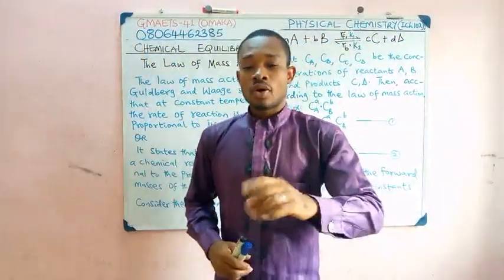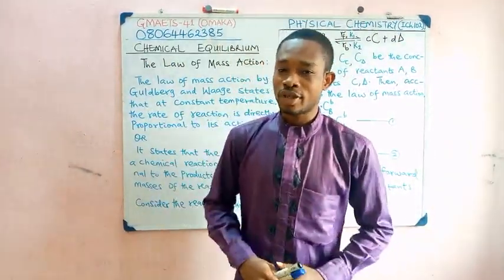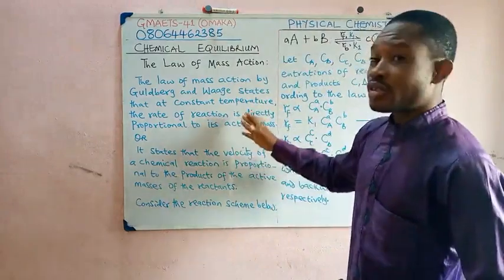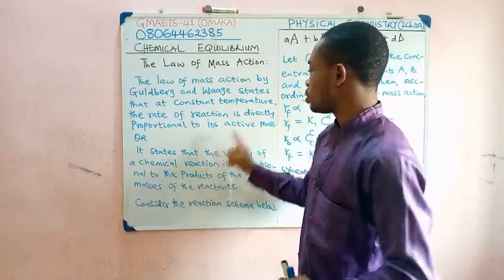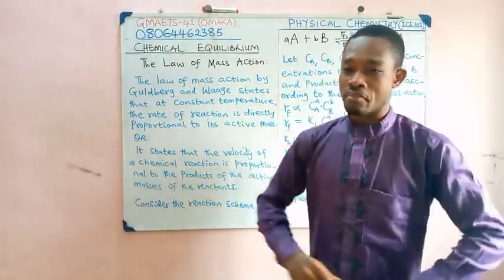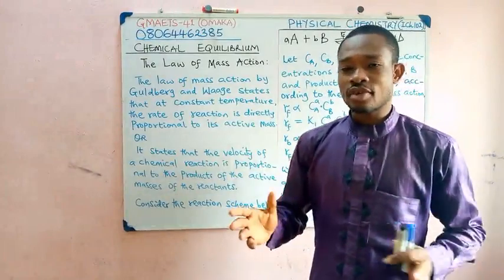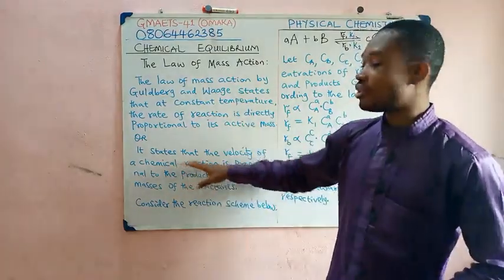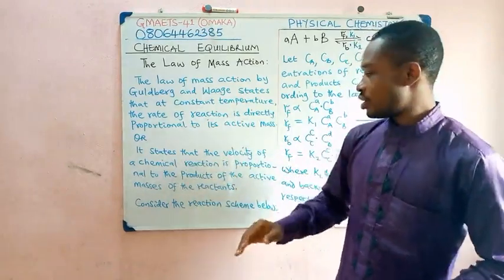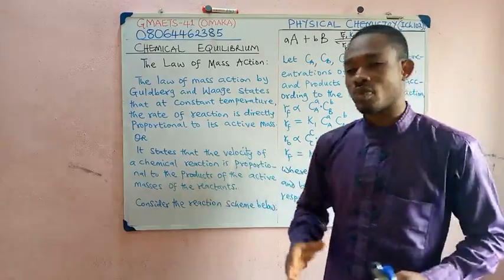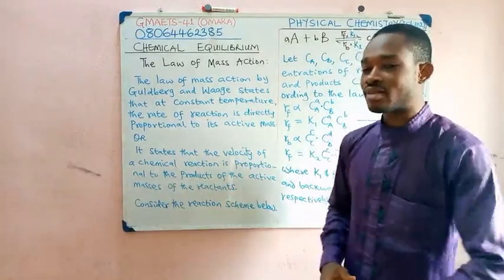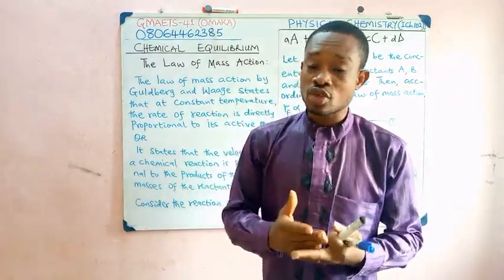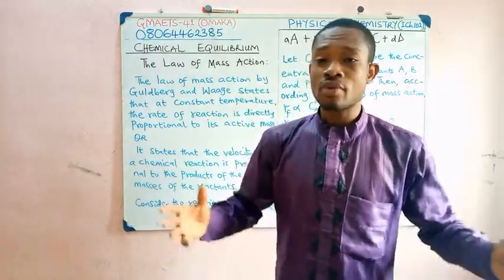We now want to look at the law of mass action stated by Goldberg and Waage in 1864. According to them, the law states that at constant temperature, the rate of reaction is directly proportional to its active masses. Now, the active mass here is in terms of concentration of the reacting substance. We can state this law in terms of the reaction velocity, where it states that the velocity of a chemical reaction is proportional to the product of the active masses of the reactants. You get that right? The rate of reaction is proportional to what? Active masses of the reactant.